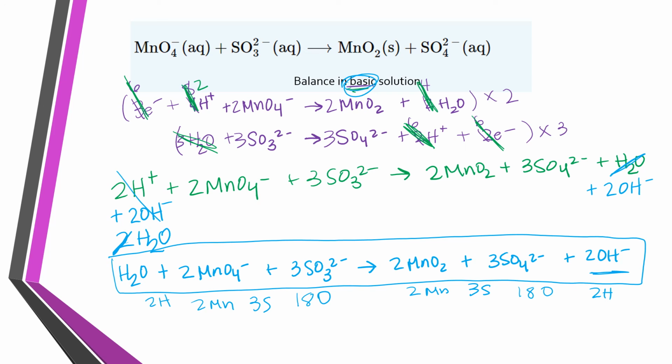Now let's look at the charges. I have 2 minus, so 2 minus, so minus 2. 3 times minus 2 is minus 6, so I have minus 8 total. And on the right, I have 3 times minus 2, which is minus 6, plus minus 2 is minus 8. Elements and my charges are balanced.